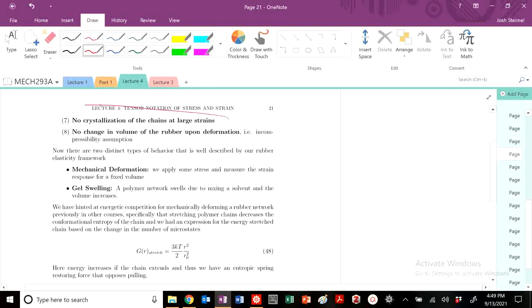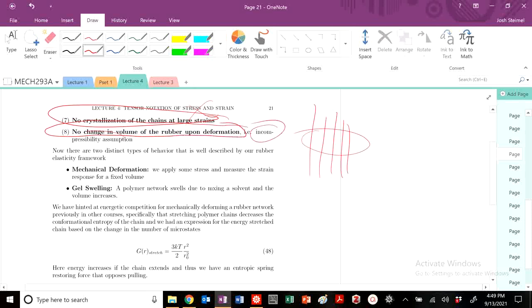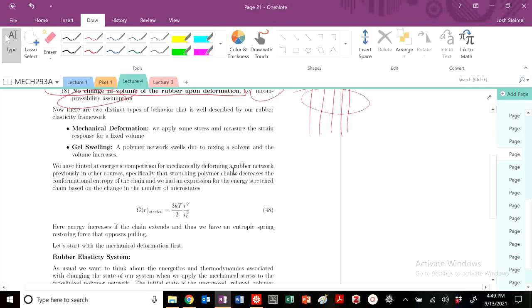No crystallization of the chains. As we stretch, we're not going to assume, like in that necking and drawing, that there's going to be some recrystallization event. So no crystallization. And then this is the key one: no change in volume. We are incompressible. Our volume is not changing in this system, so our volume is constant.